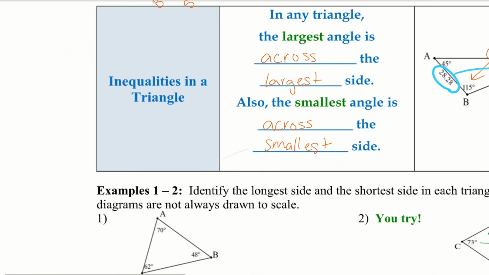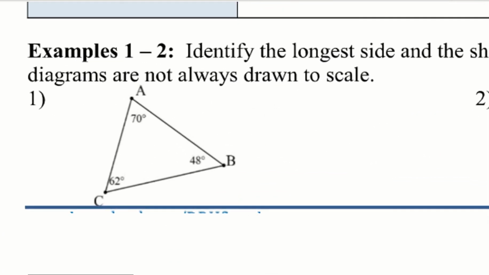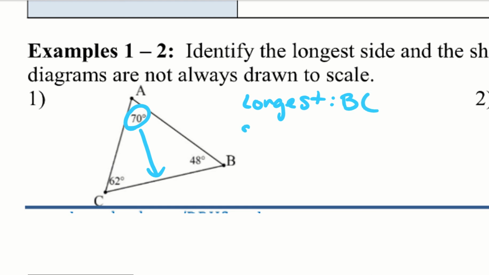So let's try this first example together. We want to identify the longest side and the shortest side. So for the longest, we're going to take a look at this angle, 70 degrees. I'm going to go across, so my longest side is BC. And then we can do the shortest.